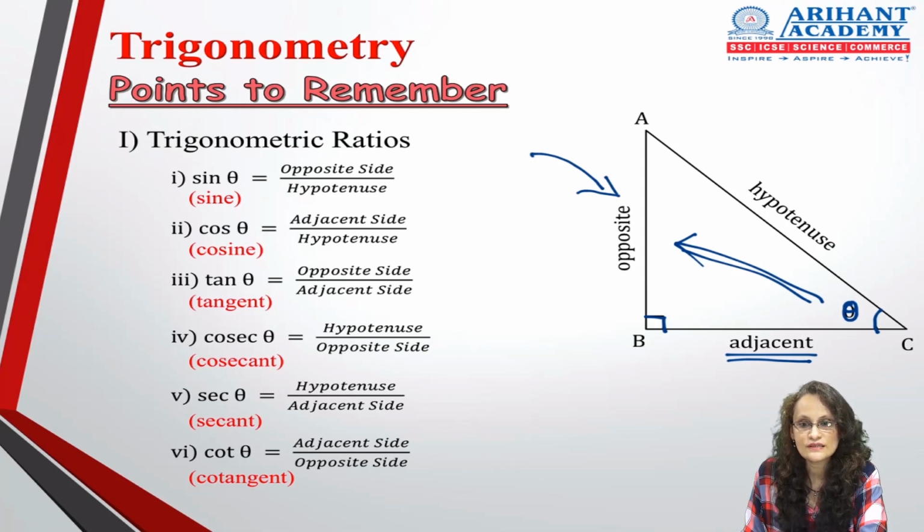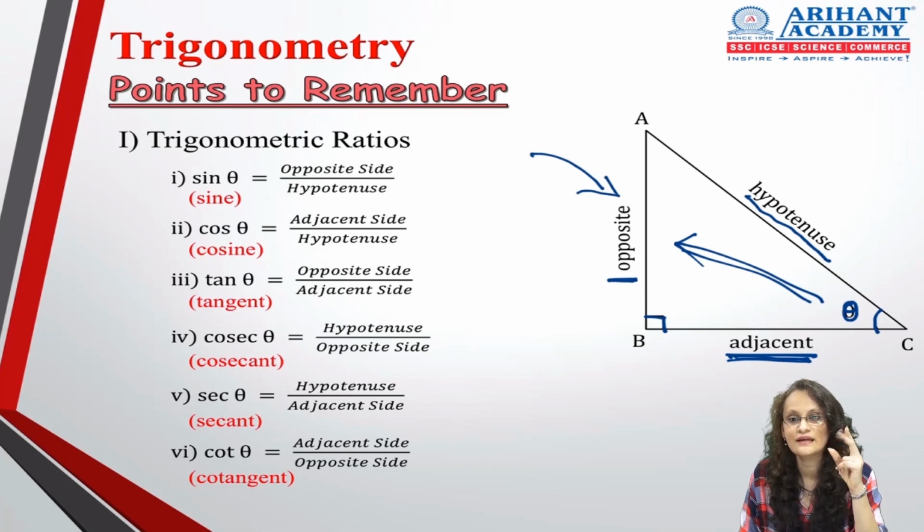So these are your terms: opposite side, adjacent side, and the hypotenuse. So entire trigonometry, all the 6 ratios which you can see are only based on these 3 terms: opposite side, adjacent side and the hypotenuse. These 3 are important. Okay?